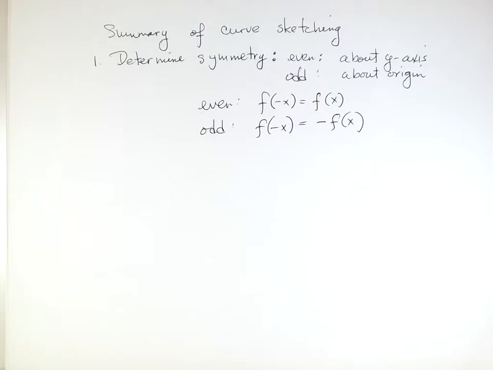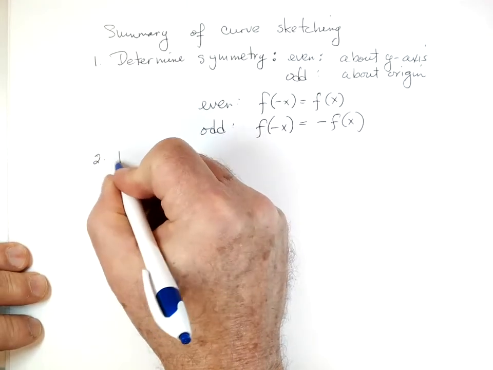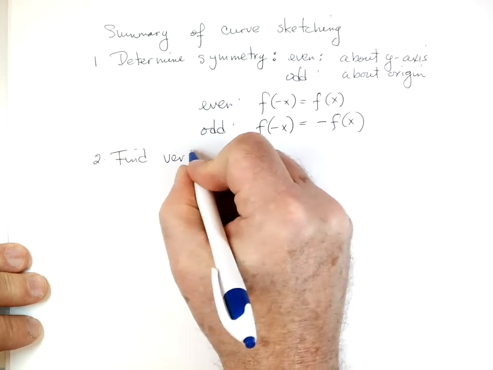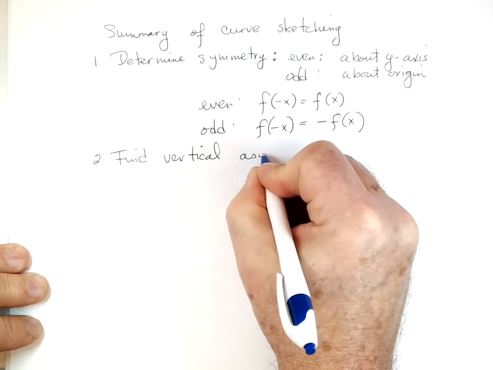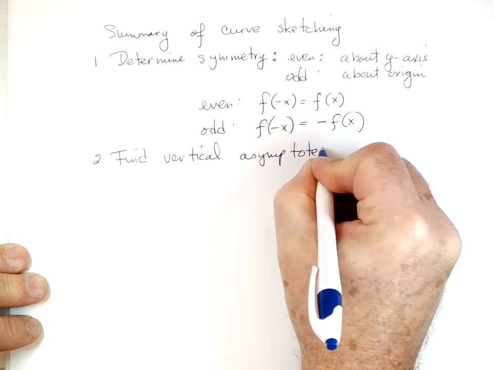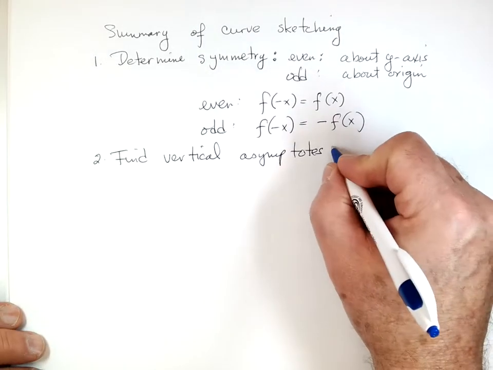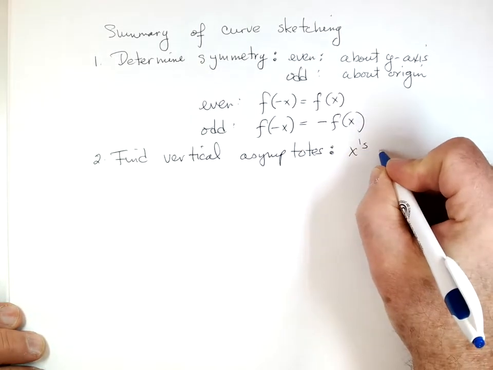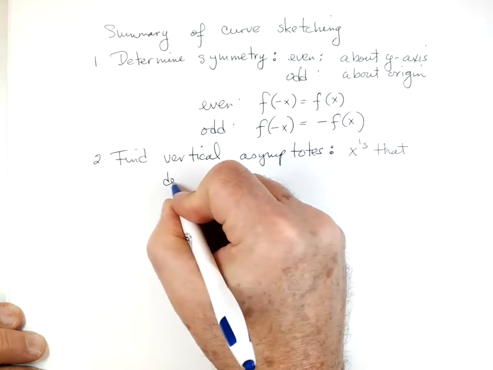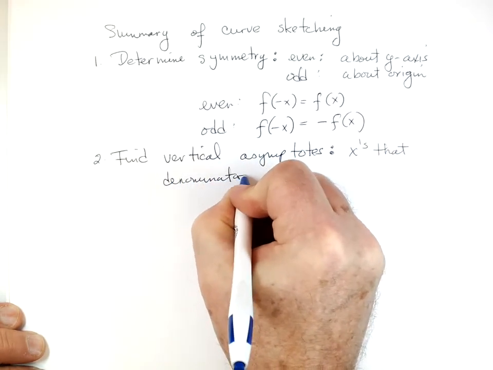Okay. All right. The first thing I recommend you do is see if you have symmetry, because that can be very helpful in doing the graph. Next thing, find vertical asymptotes. Where are vertical asymptotes? Vertical asymptotes occur for those x values that cause the denominator to be 0. Okay? X's that cause the denominator to be 0.